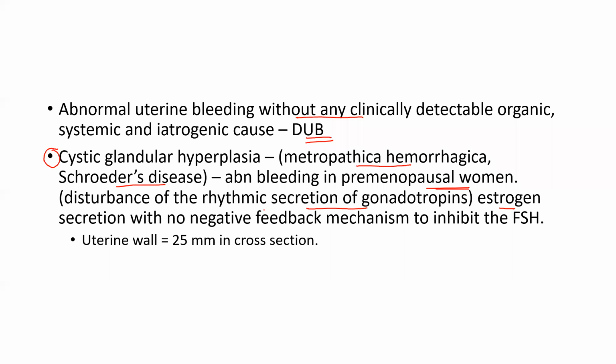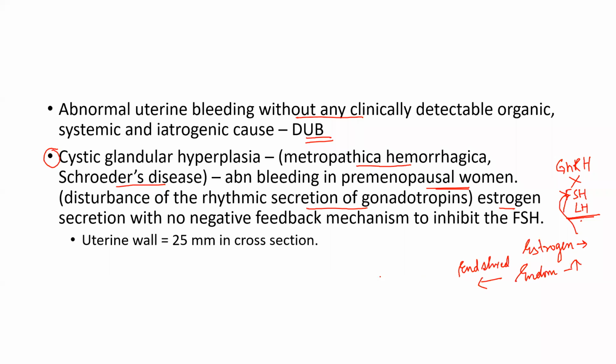Now, in case of cystic glandular hyperplasia, the gonadotropin releasing hormones are not secreting enough FSH and LH. This is after menopause, remember. Estrogen will anyhow be secreted in a little amount, but there is no negative feedback mechanism to stop the FSH. That is why endometrial proliferation will continuously occur, and because of that, endometrial shredding will occur.